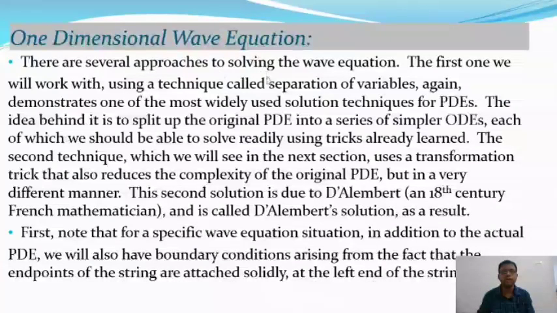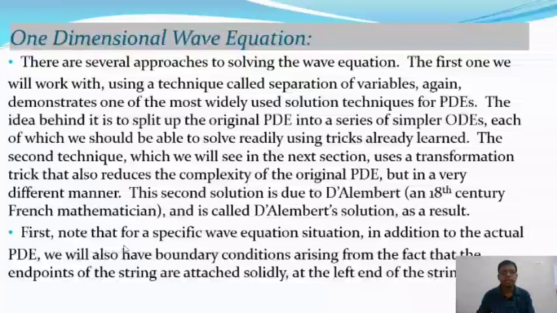First we will take the method of separation, which I have already learned, and the second method will be the transformations. Either you can use the Laplace transformation or the Fourier transformation, and from this we will get the solution of the partial differential equation as well. So this second solution is due to D'Alembert, and this is called the D'Alembert solution.